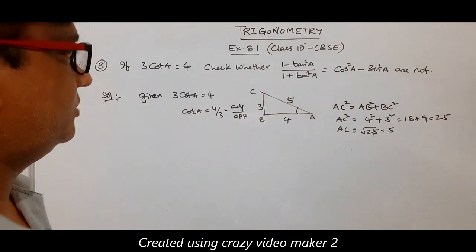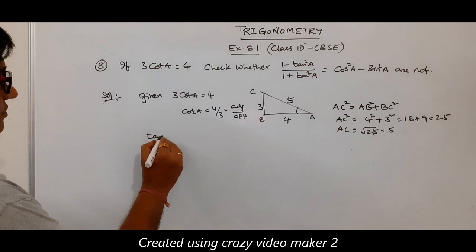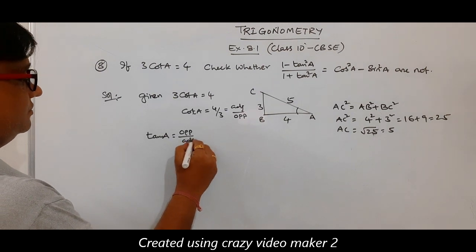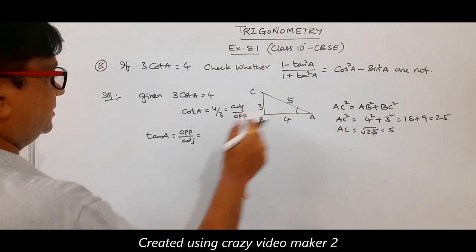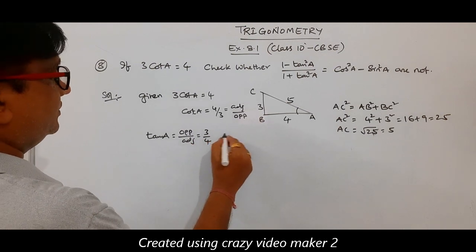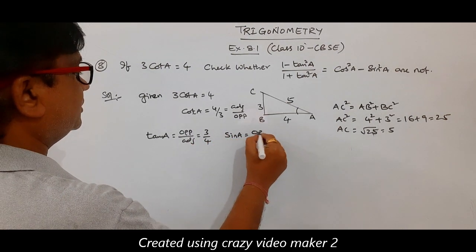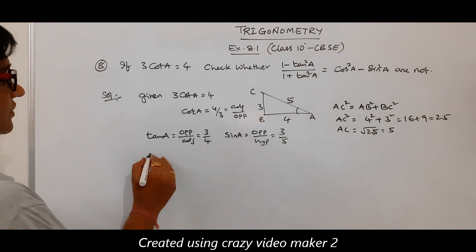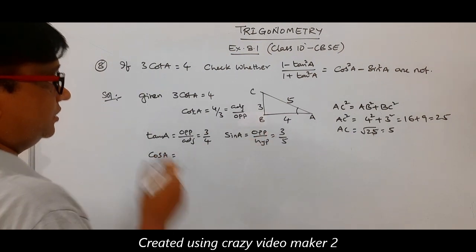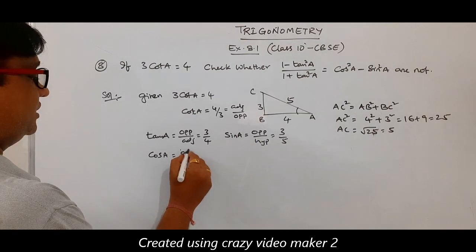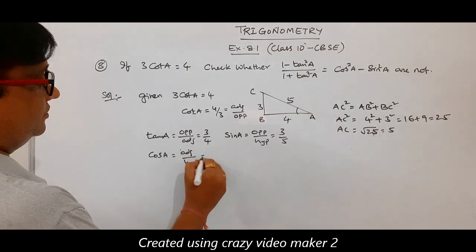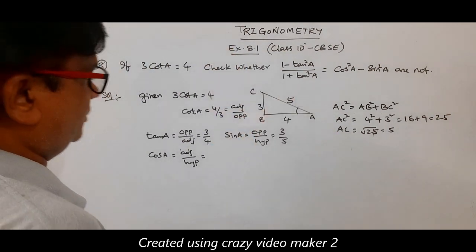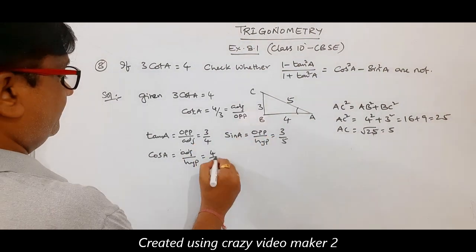Now evaluate all the remaining things. What is tan A? Tan A equals opposite by adjacent, so 3 by 4. What is sin A? Opposite by hypotenuse, so 3 by 5. What is cos A? Cos A is adjacent by hypotenuse. You can write it as AB by AC. It is not a rule. So the next one is 4 by 5.